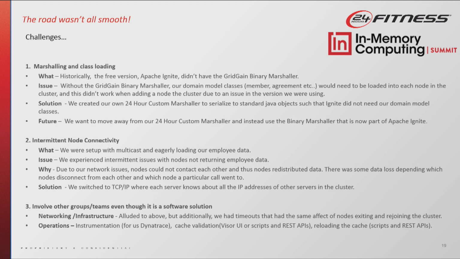And it worked fine on startup when we had 3 nodes or 4 nodes. But if we tried to add a 5th node on the fly, the cache loader wasn't loading. There was an issue in the cache loader, so it wasn't loading those classes into the grid, and that 5th node would come up but not be ready for use. So we wrote our own marshaller. Don't do this. In Apache Ignite 1.5 or later, they have their own grid gain binary marshaller. So in the future, I'd like to see us move to that.